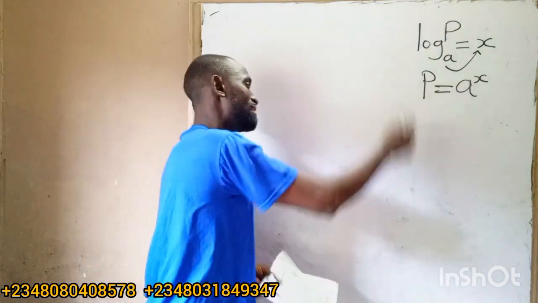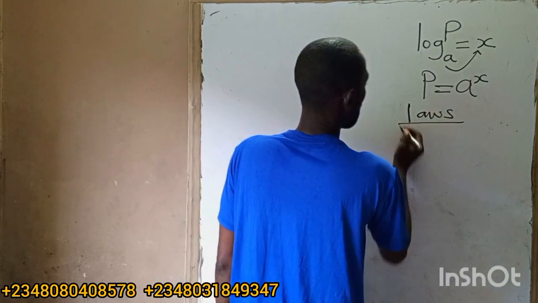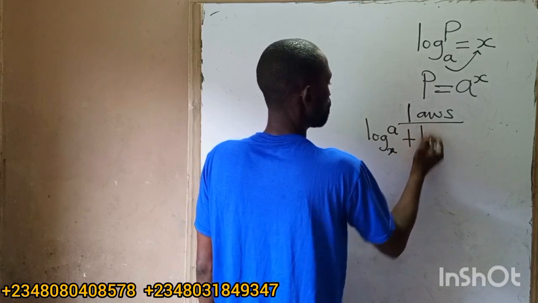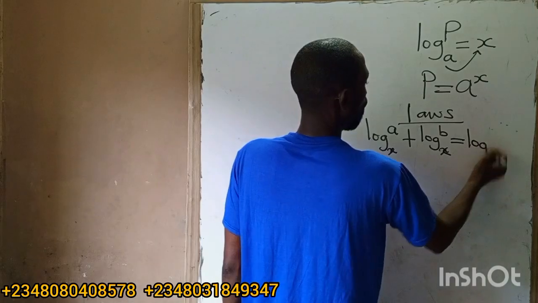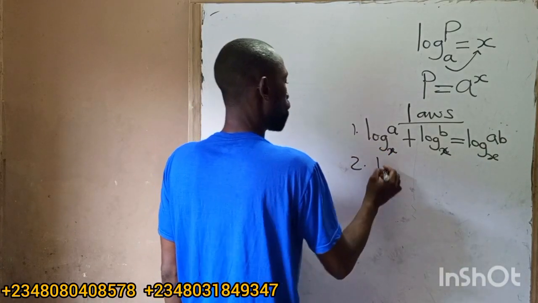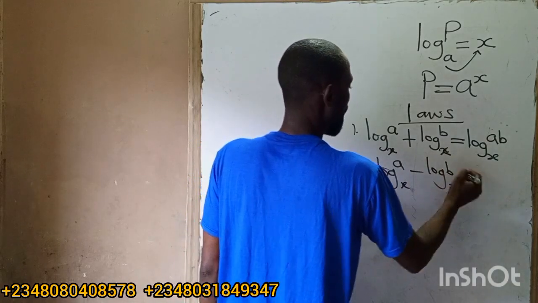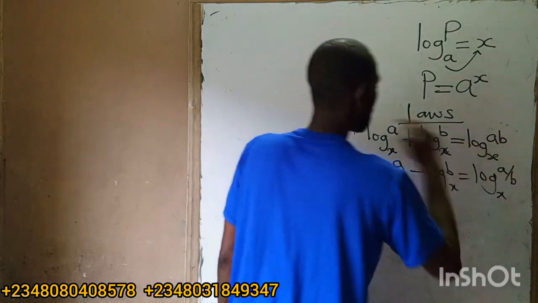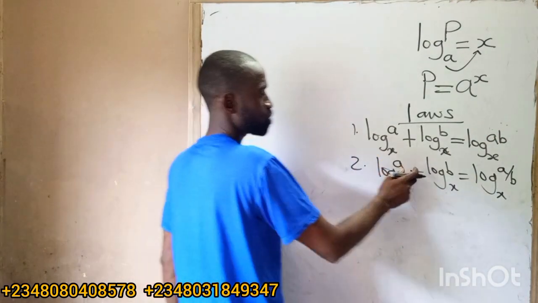So let us quickly highlight the laws of logarithm. If I have log of a base x plus log of b base x, our answer will be equal to log of a times b base x. That's the first one. Second one, if I have log of a base x minus log of b base x, our answer will be equal to log of a divided by b base x. So if I have addition, it will be multiplication. If you have subtraction, it will be division.